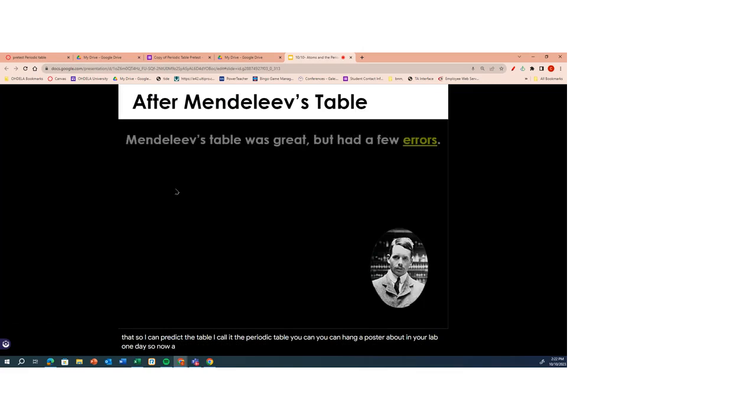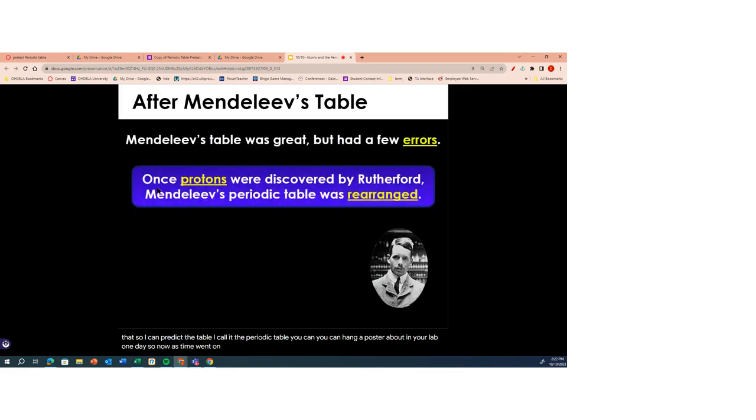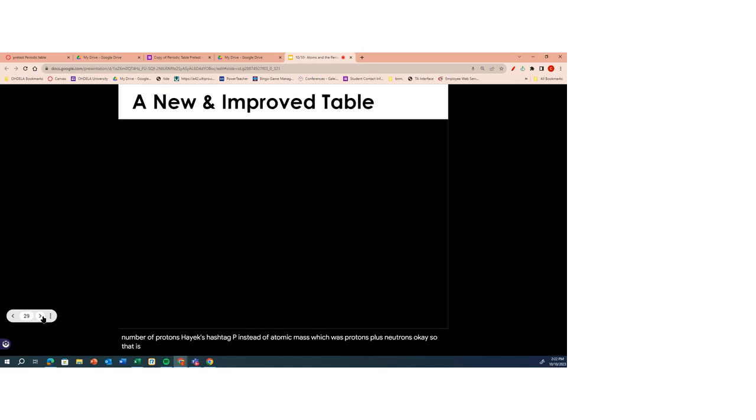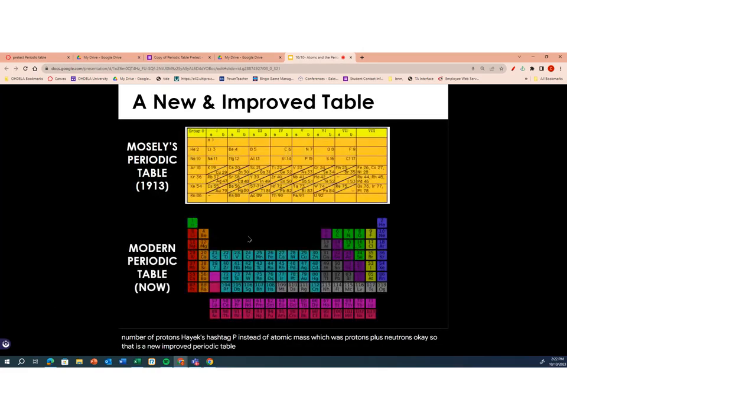Now as time went on, there were some errors, but then Rutherford, and if you remember the gold foil experiment, he discovered protons. Then Moseley rearranged the table by atomic number, or the number of protons, instead of atomic mass, which was protons plus neutrons. So that is a new, improved periodic table. Moseley's is very similar to ours. You have hydrogen as element number 1, and then helium here.